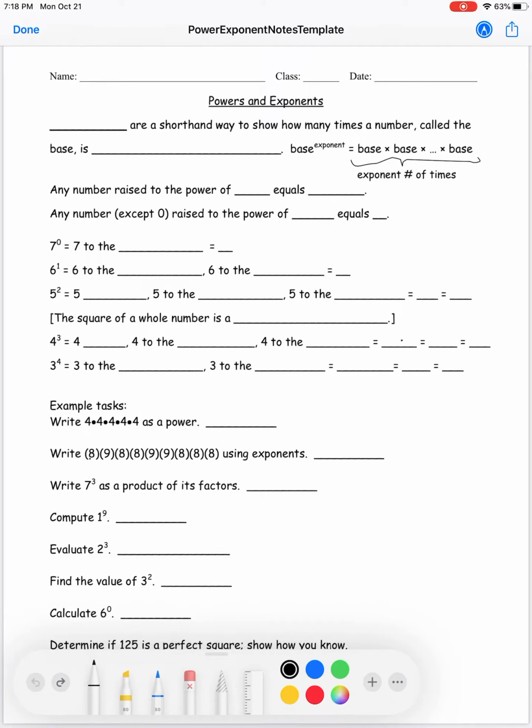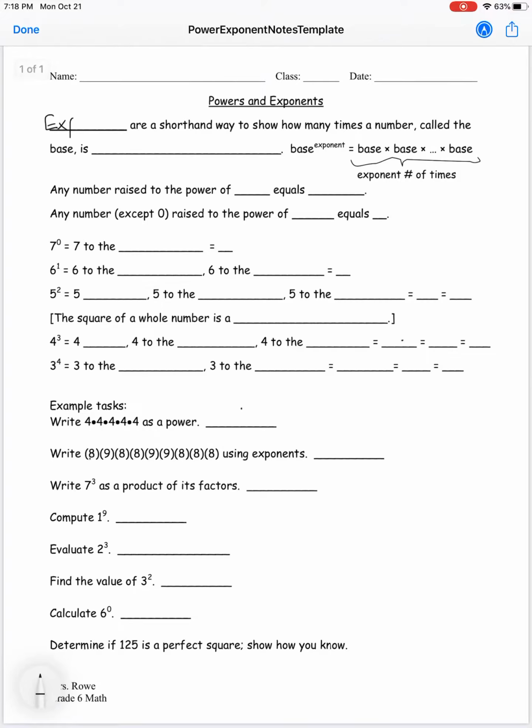All right, these notes are about powers and exponents. So, exponents are a shorthand way to show how many times a number, called the base, is multiplied times itself.